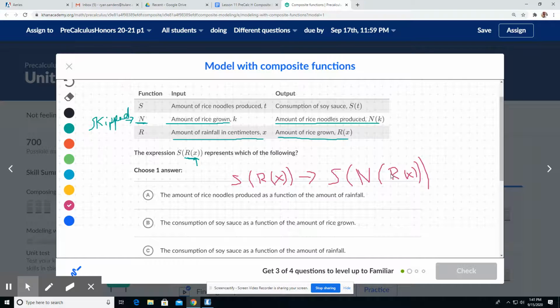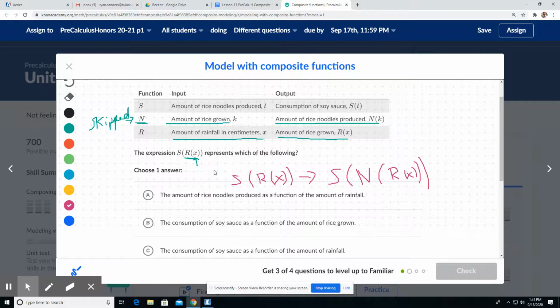Then that turns into the amount of rice grown. There's the amount of rice grown there. Then that turns into the amount of noodles produced. So that's what we're missing, the amount of noodles produced. You can't just jump from R to S. So we're missing the amount of noodles produced. And then it would be the consumption of the soy sauce.